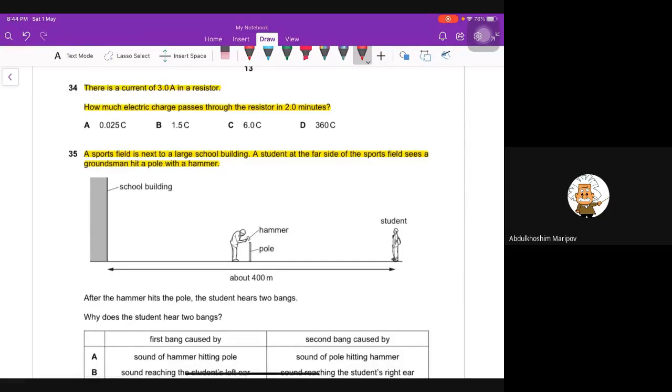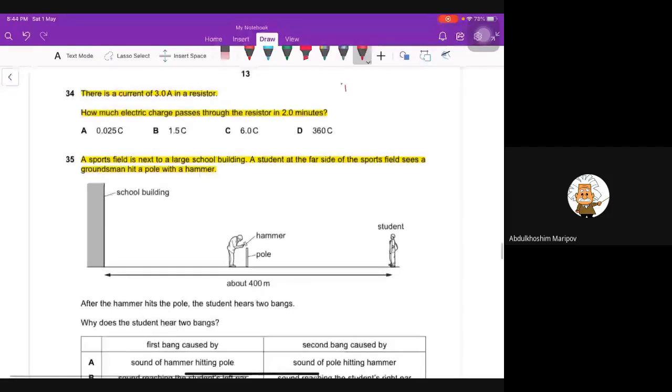34. There's a current of 3 ampere in a resistor. How much electric charge passes through the resistor in 2 minutes? The definition of current is the rate of charge, the charge per time. From here we can find it. So 3 ampere equals Q over time, 2 minutes, 2 times 60. So Q equals 2 times 3, 6, 6 times 60, this would be 360 Coulomb. Do we have such a thing? It's D.